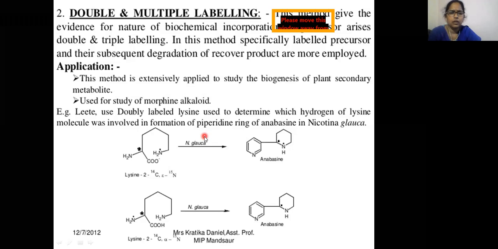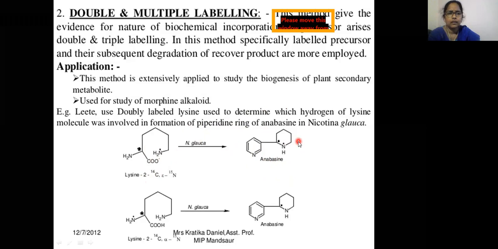So here, if you see, we have two amino groups, one at C2 and one at C6. Now this lysine is involved in the formation of anabasine. If you see the structure, we have pyridine and piperidine rings.